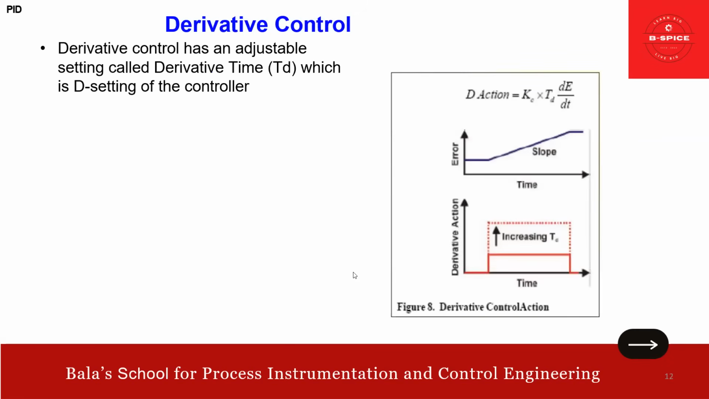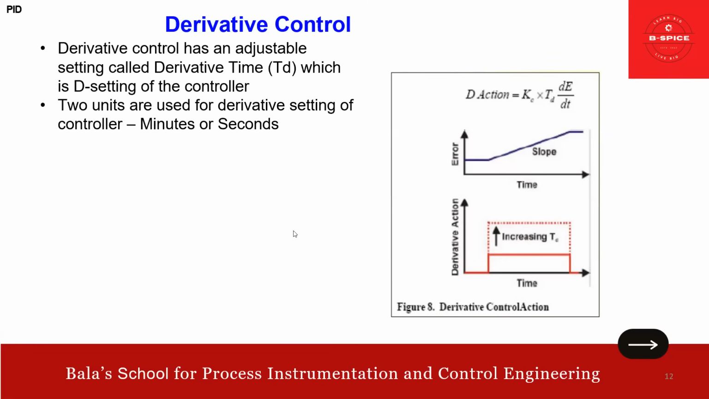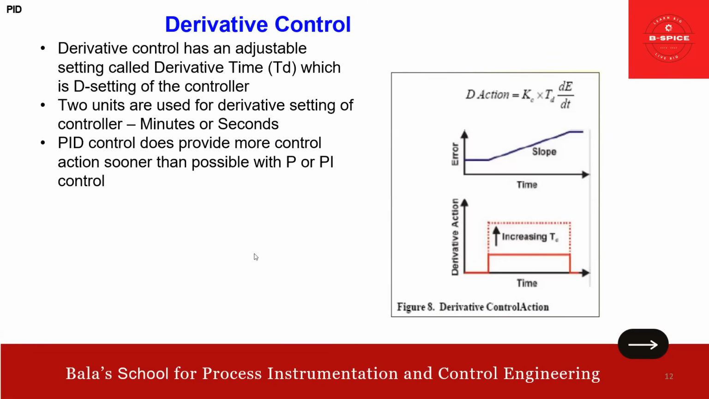So to have a few more understanding on this, these are all just formulas which the freshers probably studied there. Derivative control has an adjustable setting called derivative time. This is TD, the D setting of the controller, like the P setting and I setting. Here two units are used for the derivative setting: one is minutes and the other is seconds.